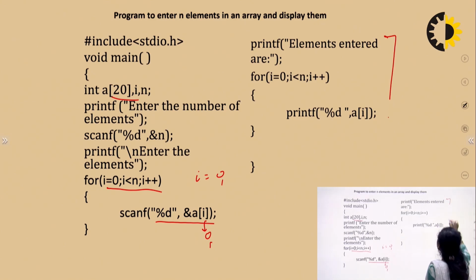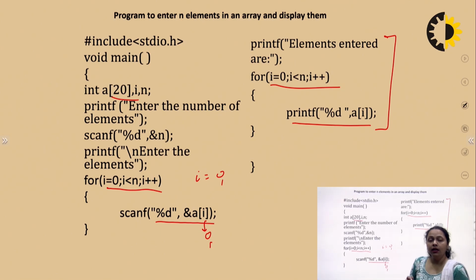For printing also the same process will be done, that is, simply write the loop and within that write the printf statement. It will print all the elements which are entered by the user in this part of the program.